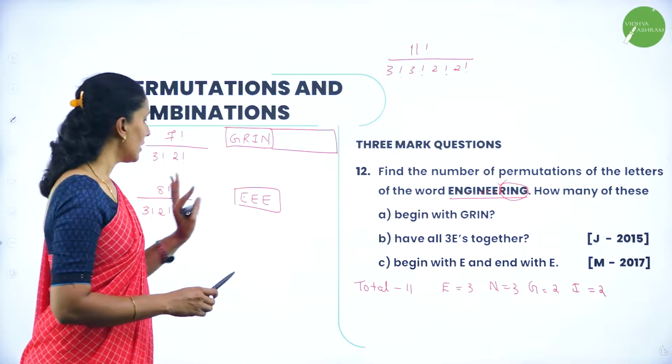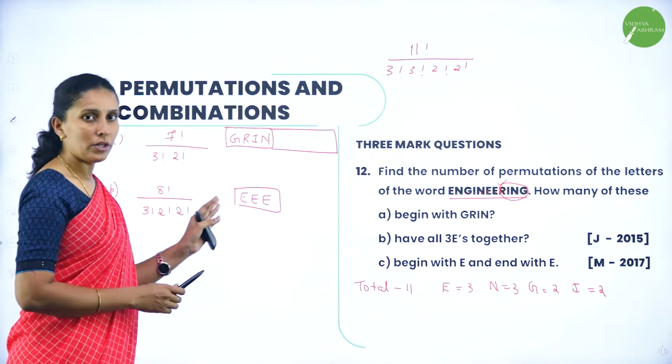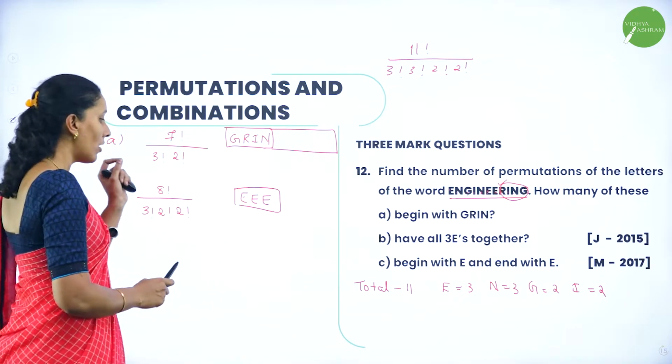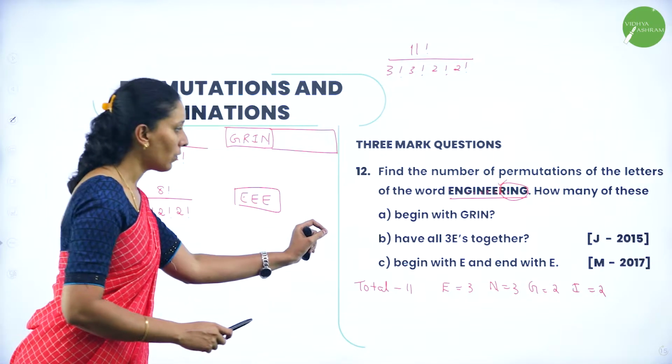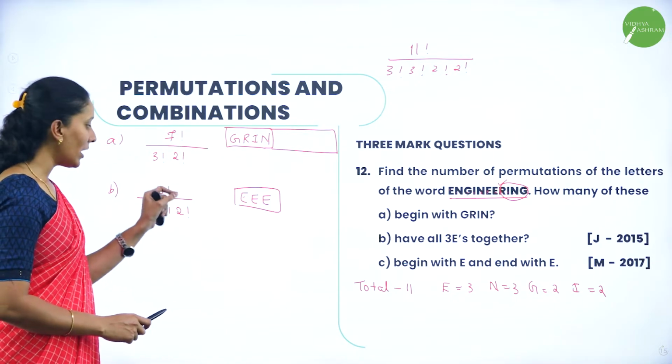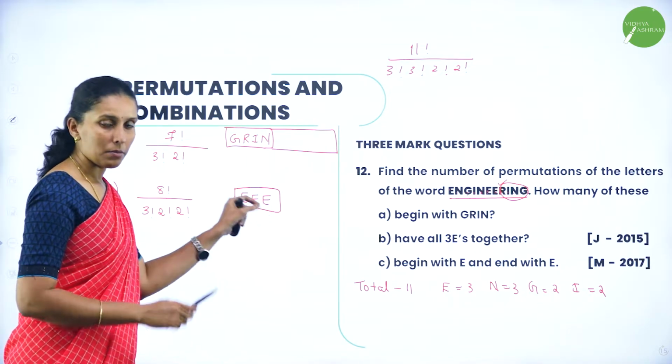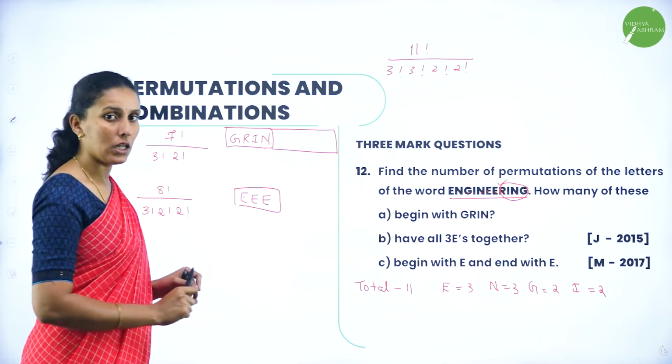So therefore, here we don't have any division by 3 factorial, because when you change the order of E, it doesn't matter here. The order will be the same. Hence, for the second question, you need to arrange only the 8 letters along with their repetition except E, because we need to tie them as one single unit.